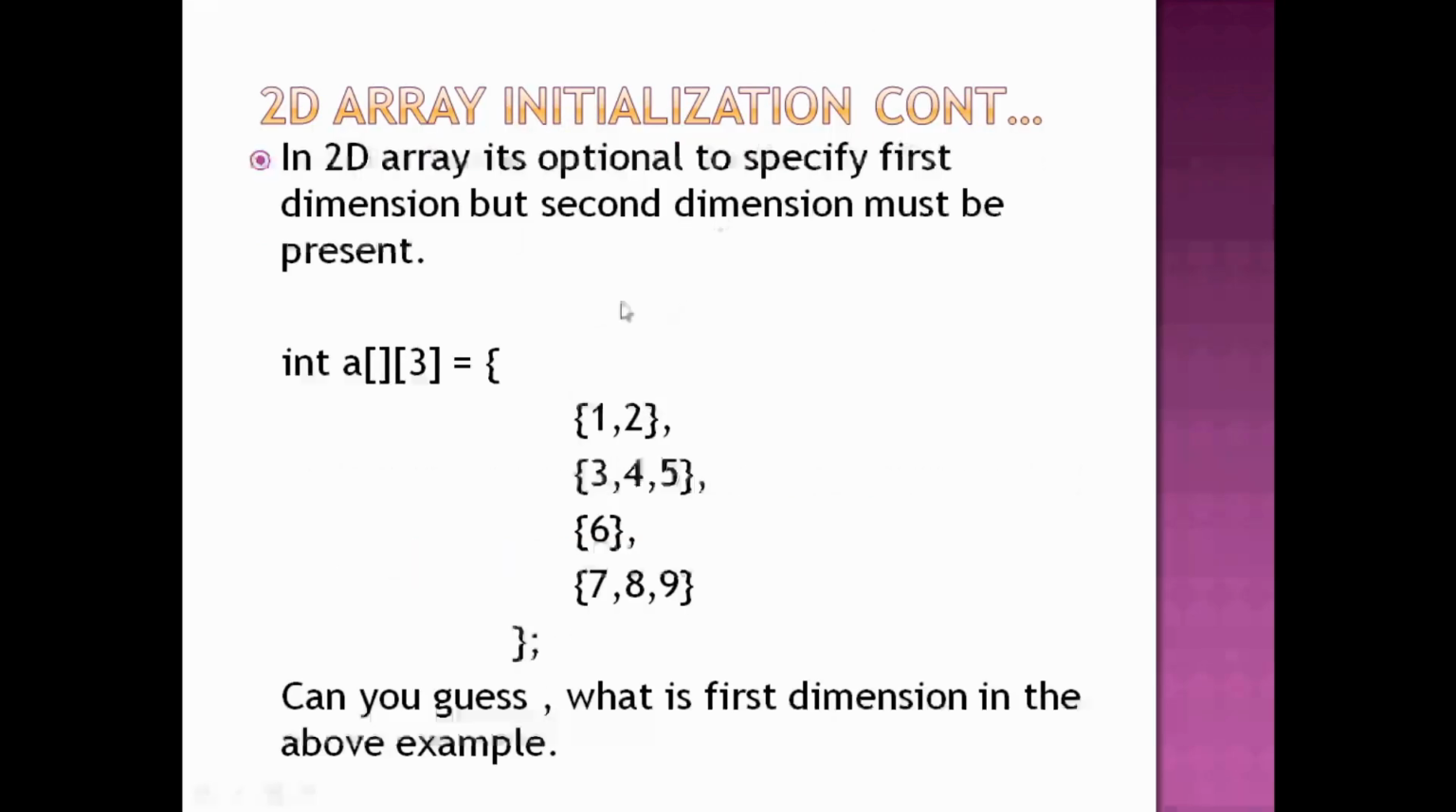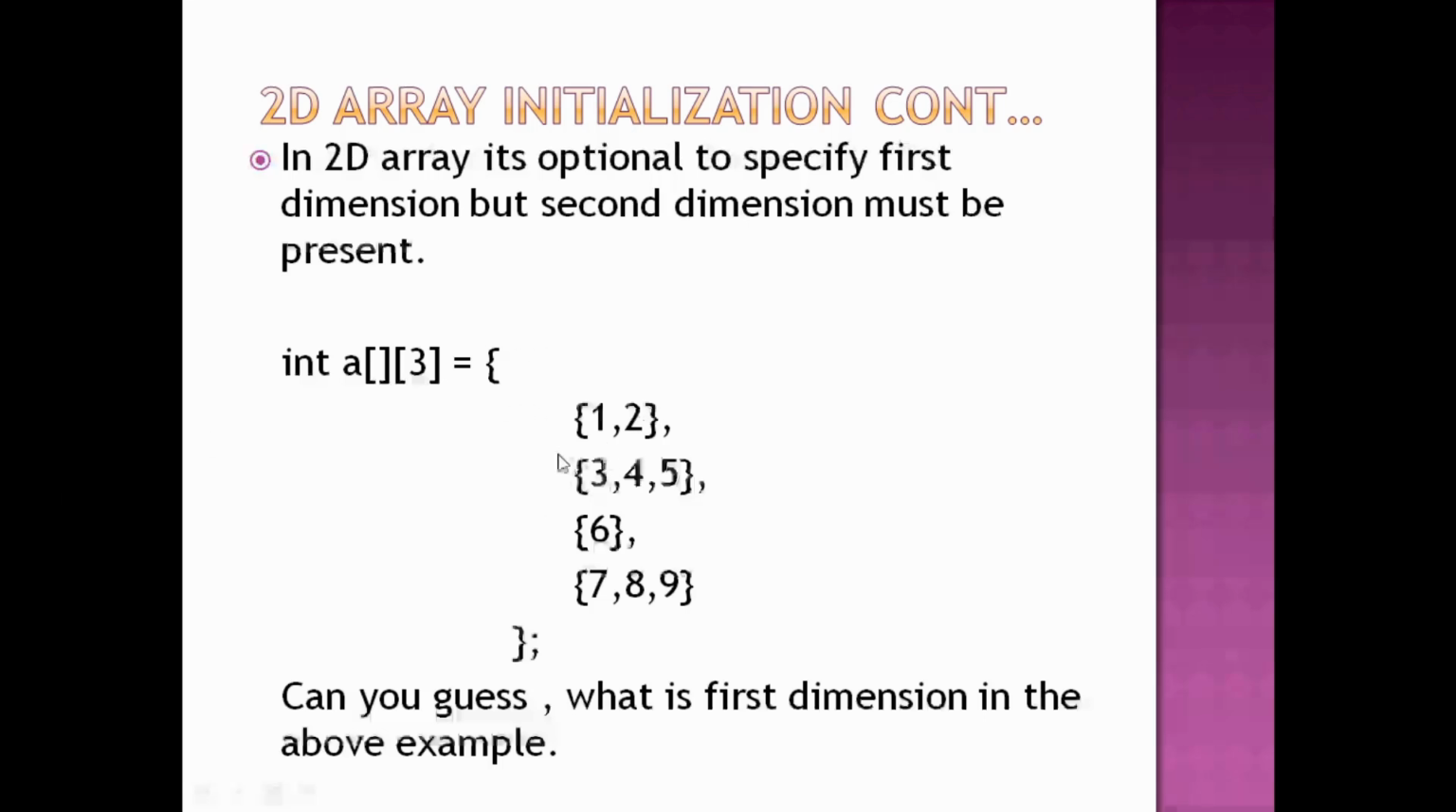Okay, let's take this example. In the 2-dimensional array, this first dimension is optional. If you want, you can avoid writing that particular dimension, but the second dimension, the column size, is a must. Okay, that must be written.